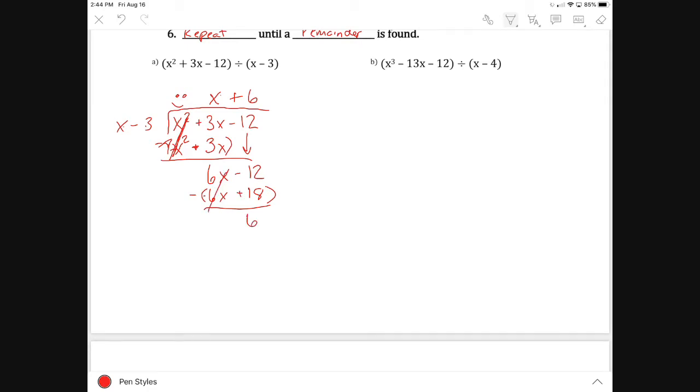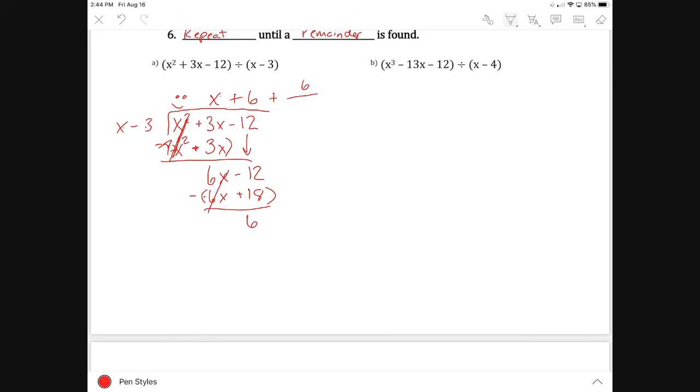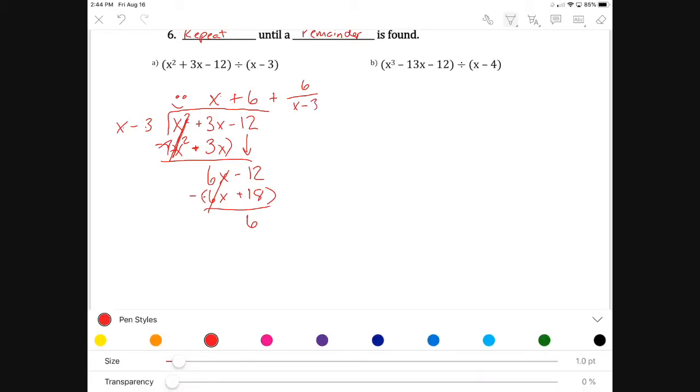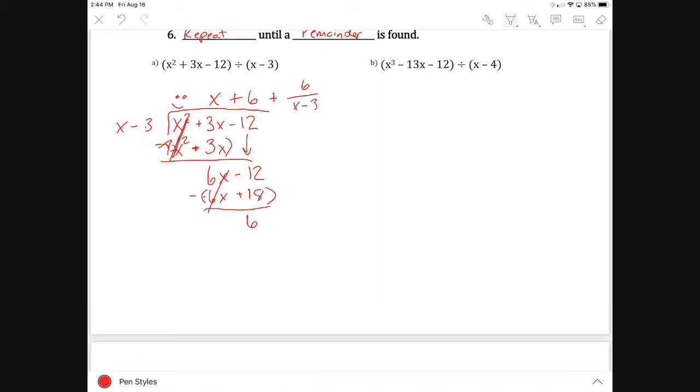So those two are going to cancel. And we'll end up with 6. So now we've got plus 6 over x minus 3. So that's going to be our remainder. So we end up with x plus 6 plus 6 over x minus 3. And that's how we're going to do long division each and every time.